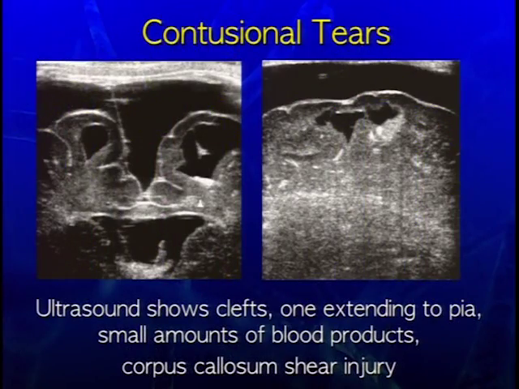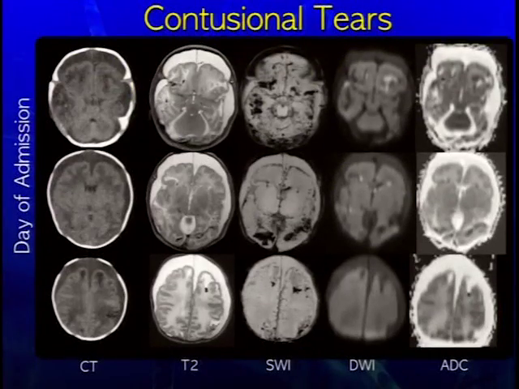Here's an example from an ultrasound, a coronal and a sagittal image. You can see these clefts in the parenchyma. The increased echogenicity here at the depths are small amounts of blood products. Also on this coronal ultrasound, you can see increased echogenicity in the corpus callosum from the shear injury. You could note too that those clefts had anechoic material in them, so not just looking like CSF density.